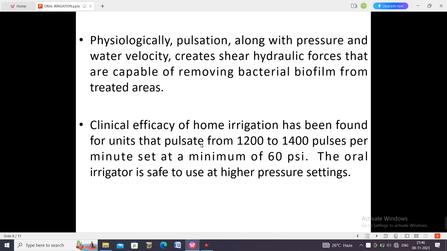Physiologically, pulsation along with the pressure and water velocity creates shear hydraulic forces that are capable of removing the bacterial biofilm from the treated area. Clinically, the efficiency of home irrigation has been found for units that pulsate from 1200 to 1400 pulses per minute set at a minimum of 60 psi. So 1200 to 1400 is the RPM and the pressure is 60 psi. The oral irrigator is safe to use at the highest pressure settings.